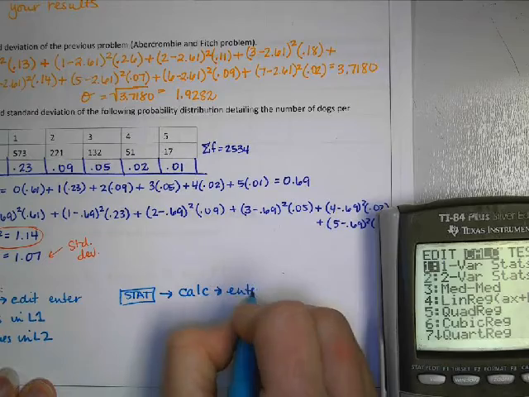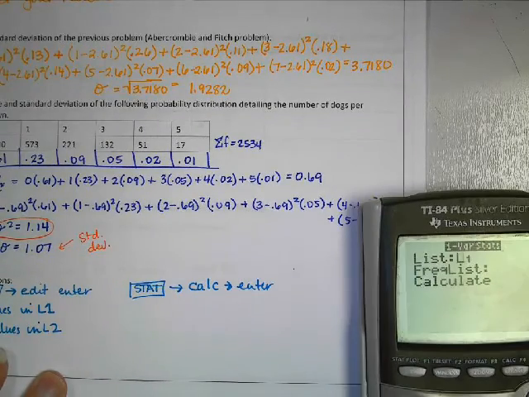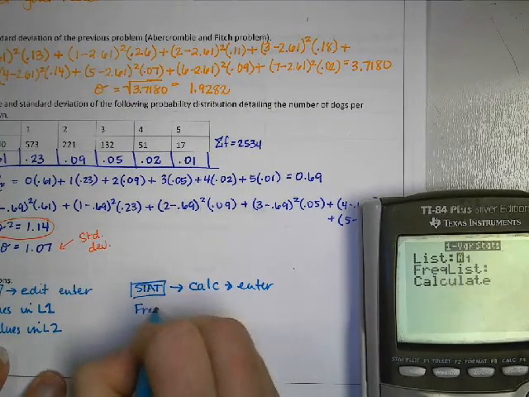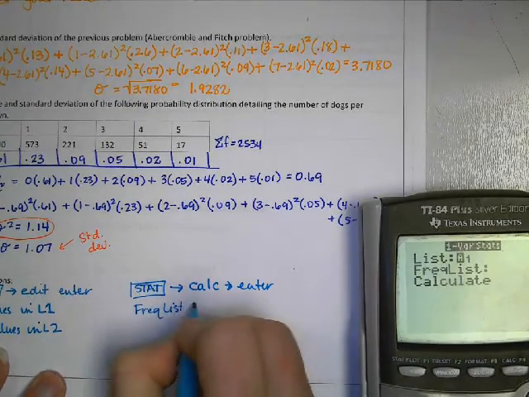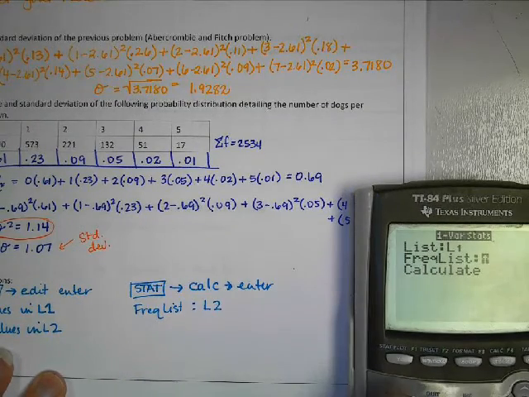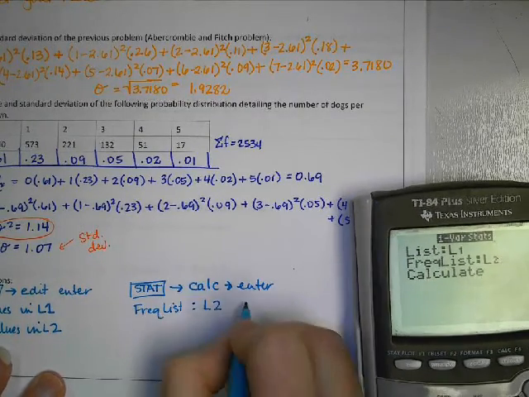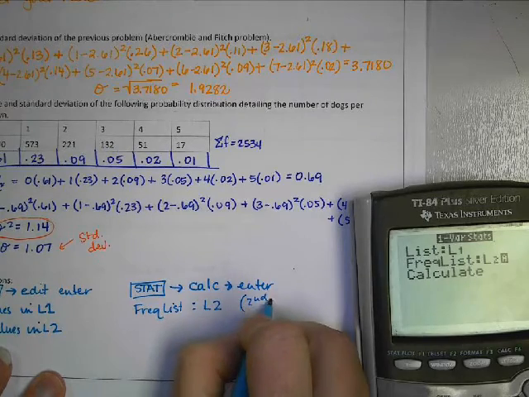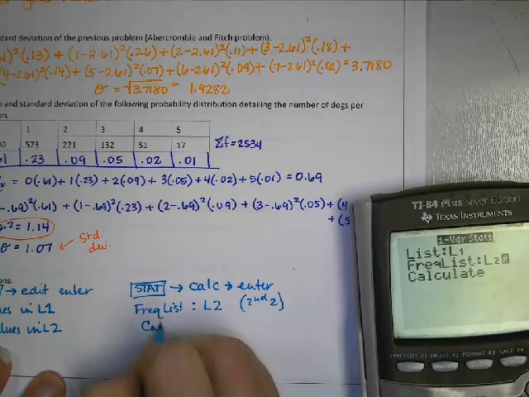Enter. So we're on one variable stats. Then you're going to change your frequency list to L2. Remember you do second and 2, and that'll put an L2 there. And then calculate.